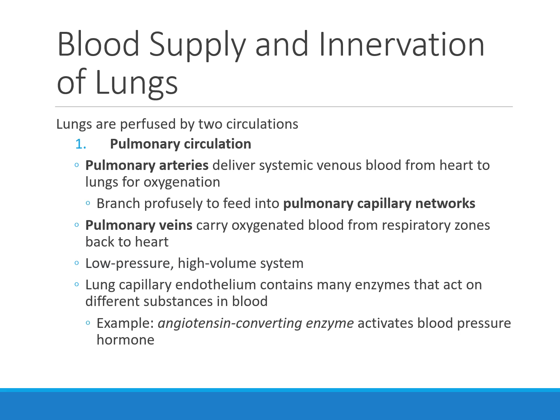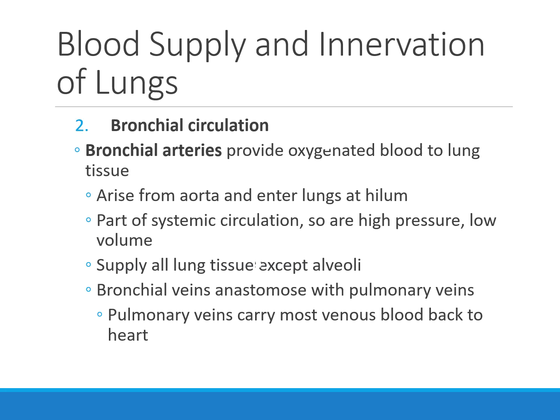Remember that pulmonary circulation was under low pressure. It was high volume, the same volume, but it was under low pressure, so we didn't damage those very delicate capillaries during the exchange process. The lung capillary endothelium had lots of enzymes that act on different substances in the blood. For example, one that we talked about was angiotensin converting enzyme, or ACE. That is what converted A1 into A2. So ACE is found in lung tissue.